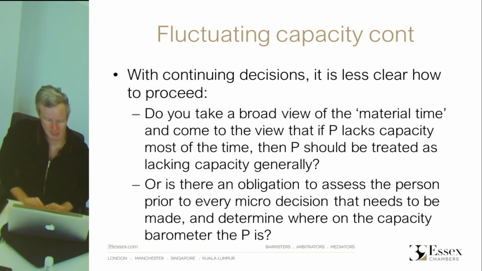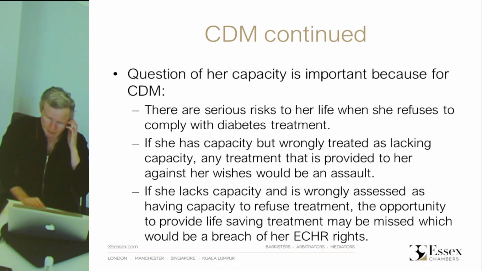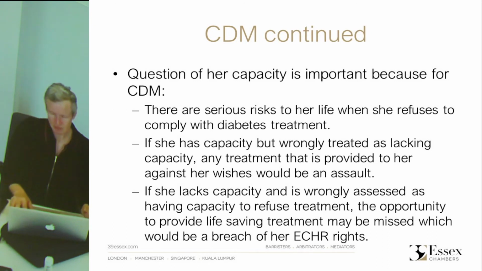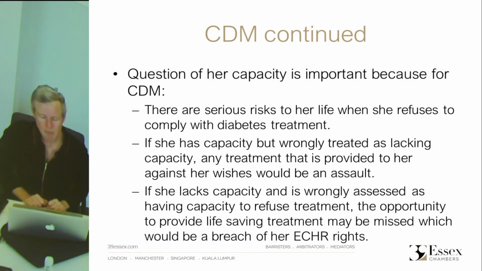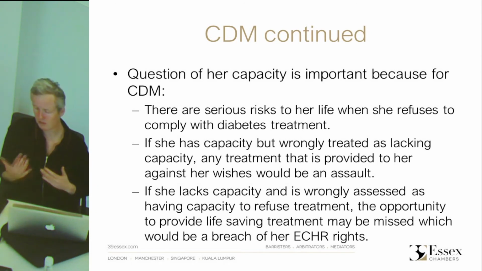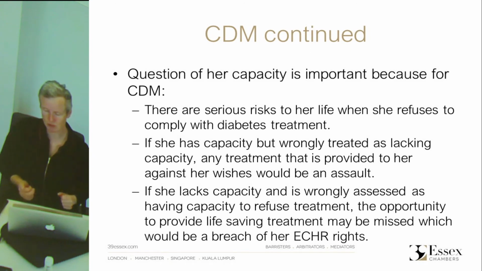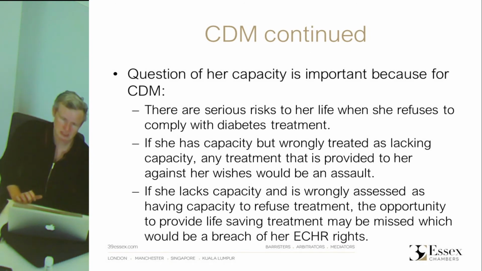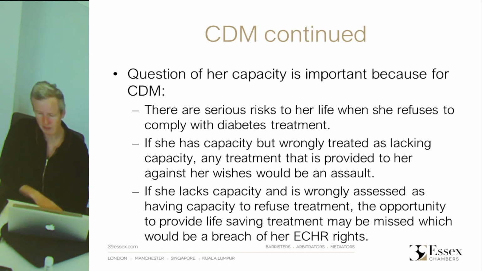So I'm now going on to the next slide, which is CDM. It says rather oddly CDM continued, but this is the first CDM slide. I set out here why the question of her capacity is important. So she has very unstable diabetes, is very uncooperative with care, needs lots and lots of discussion and bargaining in order to receive insulin or have her bloods tested, and while living at home was in a diabetic coma on several occasions, found in a diabetic coma on several occasions. So the risks to her life of non-cooperation and non-compliance with diabetes management are serious.